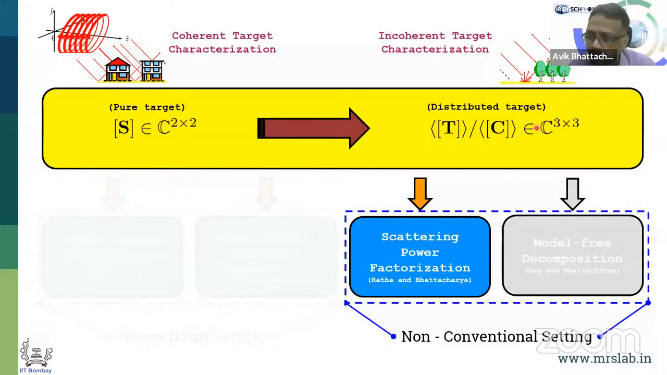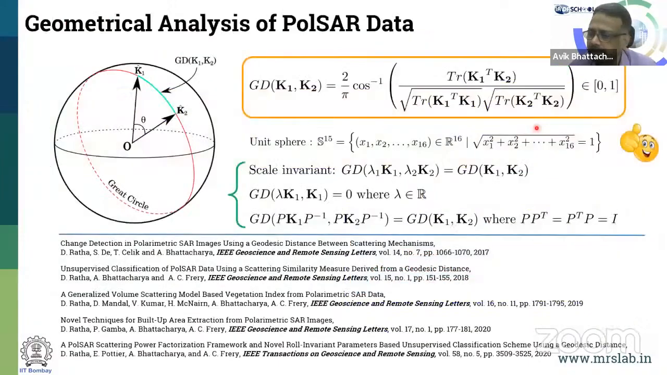Now, why do I call them a non-conventional setting? Let's try to look into it from a different angle, from a geometrical perspective of representation of polarimetric SAR. We have seen some representations. I'll again tell that these are for the S matrix, the pure case, the T and C matrices for the distributed target case. And I have also mentioned that you have a real representation, which is the Kennaugh matrix. Now, let us try to analyze them from a geometrical perspective. So you can do some geometrical analysis of full polarimetric SAR data.